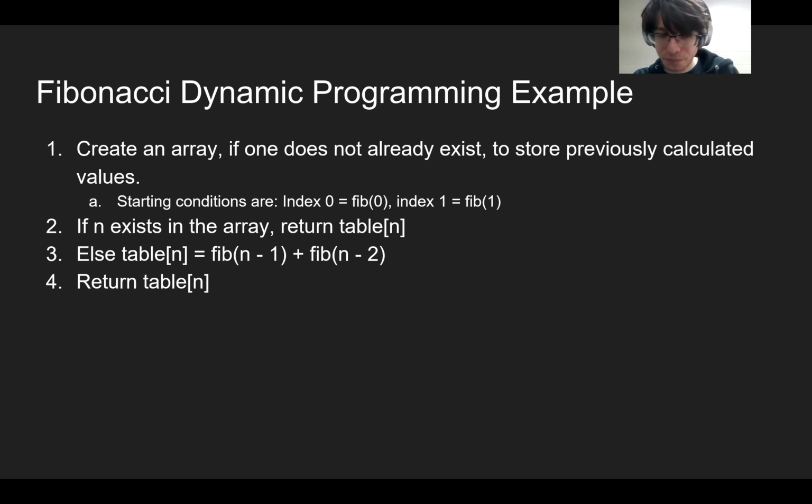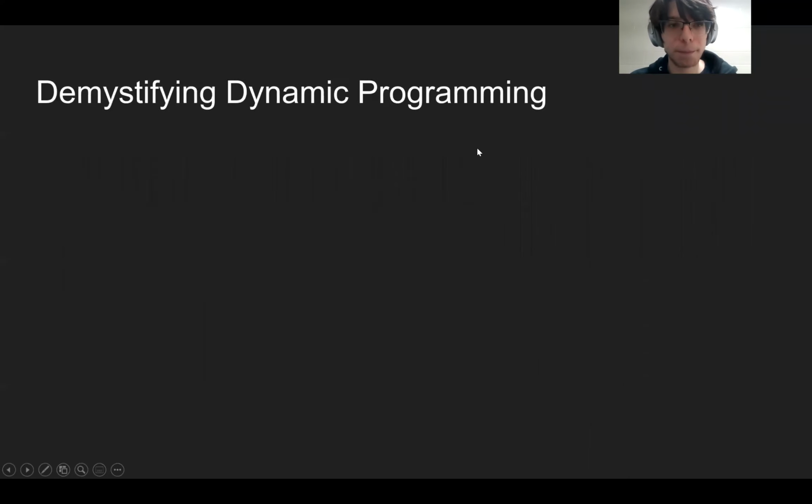Otherwise, the nth element of the table is going to be the n minus 1 Fibonacci number plus the n minus 2 Fibonacci number. And we do that recursively, right? So now, let's say we haven't solved for this yet. Well, we're going to do that recursively. We're going to solve for Fibonacci n minus 1, and then the same thing for Fibonacci n minus 2. And then at the end, we're going to return table 1. And that's it. So that's how the code works.